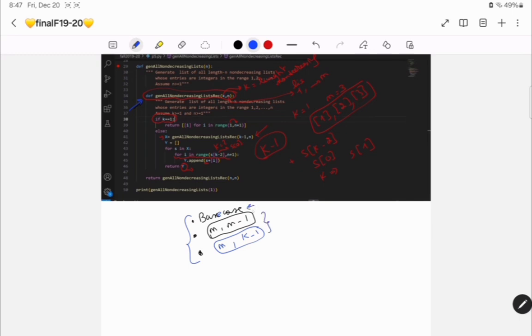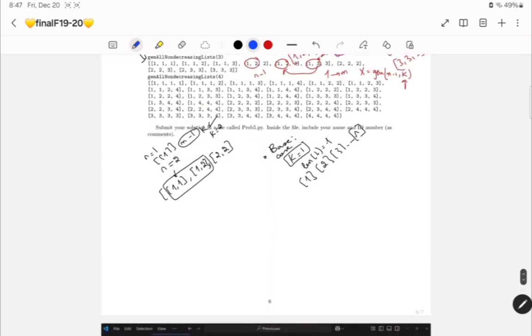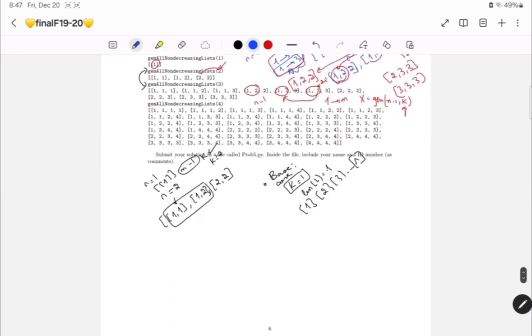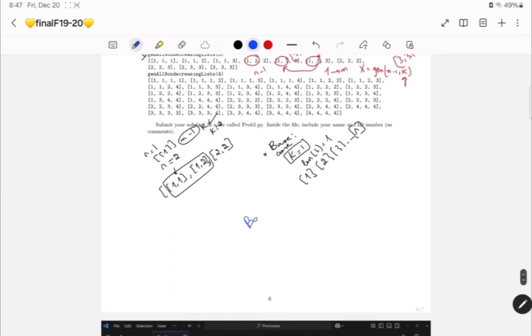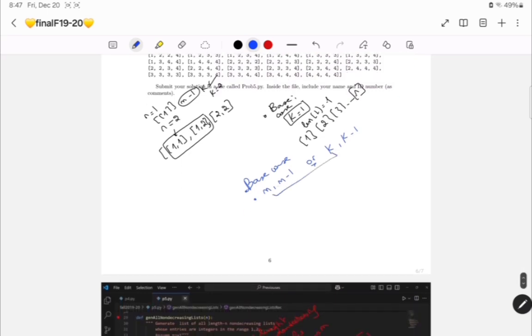أكيد كتبنا البيس كيس. فهون نحن دايما باي ريكورجن بروبلم كيف بدنا نفكر؟ بدنا نفكر ببيس كيس، بدنا نطلع بالريليشن بين n وn-1 or مثلا size of k-1 and so on. بعدين بنطلع الباترن بين هدول الاثنين.